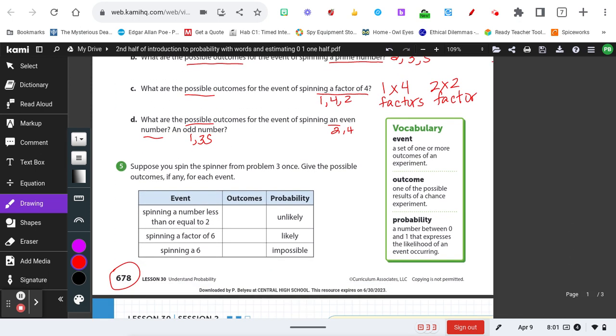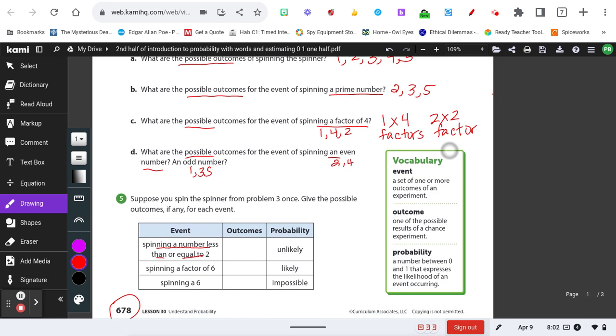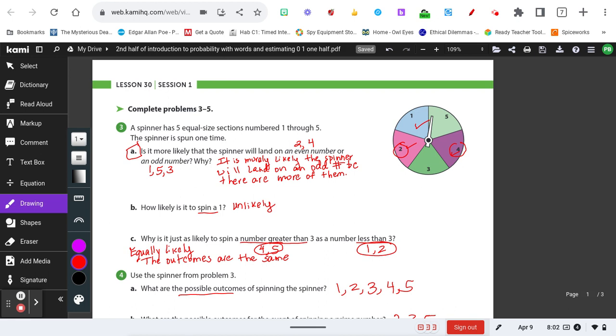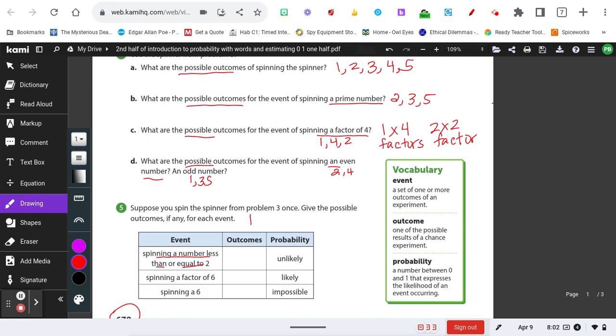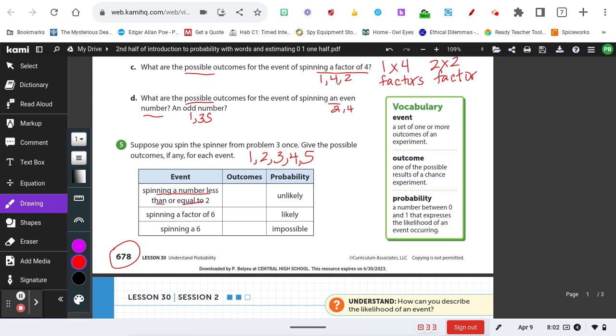Let's look at 5. Suppose you spin the spinner from problem 3 once. Give the possible outcomes, if any, for each event. All right, so spinning a number less than or equal to 2. So keep in mind you got the numbers 1, 2, 3, 4, and 5 on the spinner, all equal size pieces. I'm going to write them down here so I don't have to keep looking back up there. All right, spinning a number less than or equal to 2. That would be 1 or 2. Okay, that's unlikely because there's only 2 out of 5.